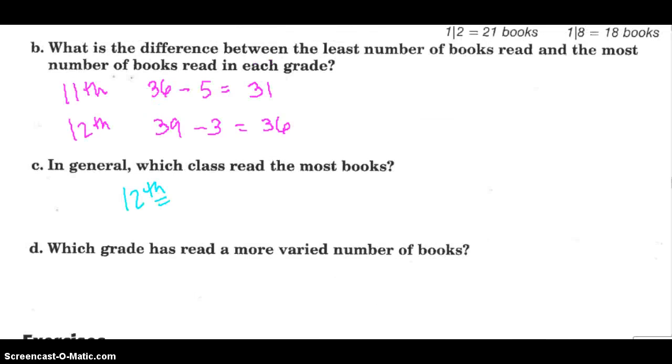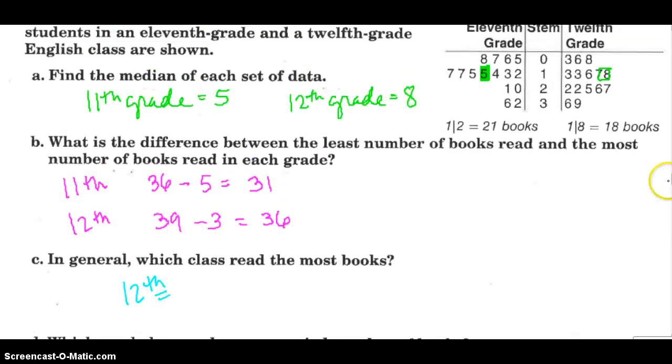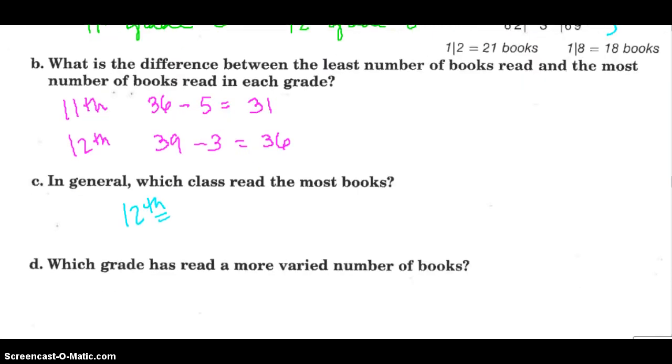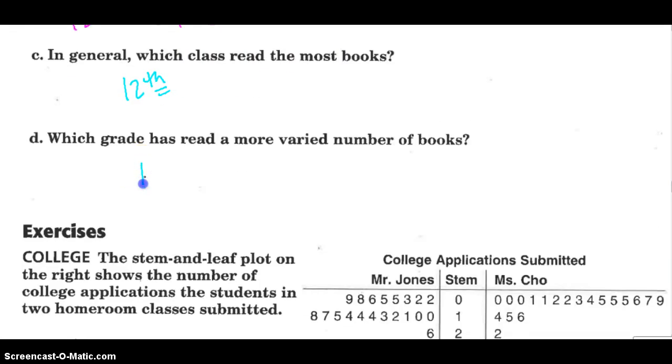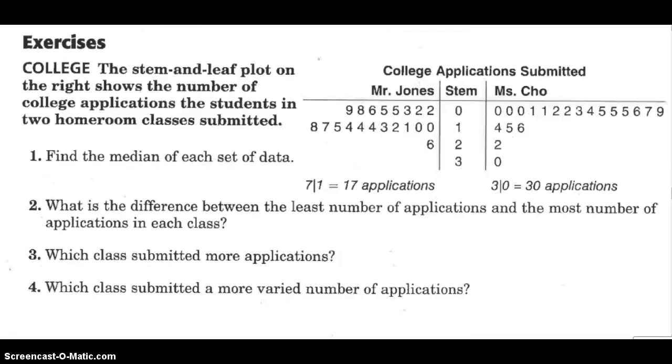So which grade has read a more varied number of books? In other words, a more variety of numbers. So if we look at the 11th grade, most of their reading happened in this category. But for the 12th grade, they're much more balanced over all of the categories. So I'm going to say that the 12th grade, again, was more varied because of how widespread the numbers were. All right, I'm going to let you all try looking at a back-to-back stem and leaf on your own, and we'll go over these answers tomorrow.